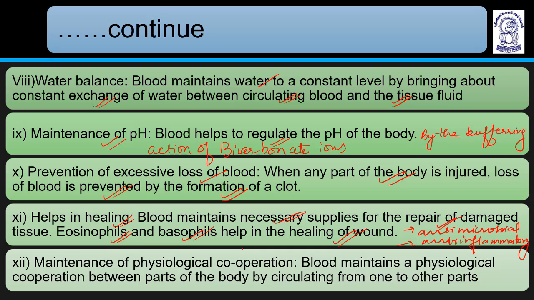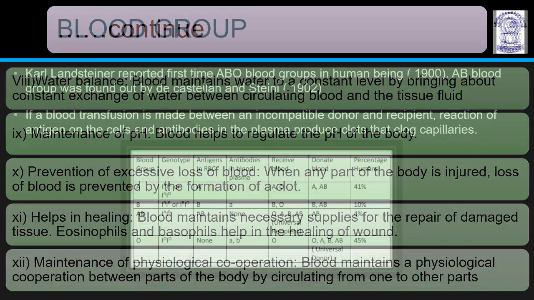Maintenance of physiological cooperation. Blood maintains a physiological cooperation between the parts of the body by circulating from one part to the other. They help the different body organs to work in a synchronized manner. So, to maintain the water, to maintain the pH, prevention of excessive loss of blood, helps in healing of wound. Eosinophils and basophils help in healing of wound. They maintain the physiological cooperation and synchronization between the working of different organs.